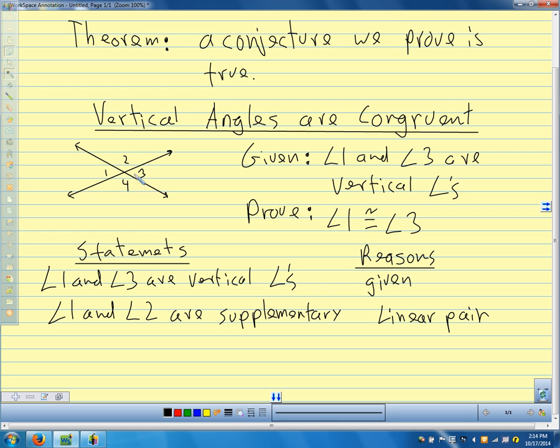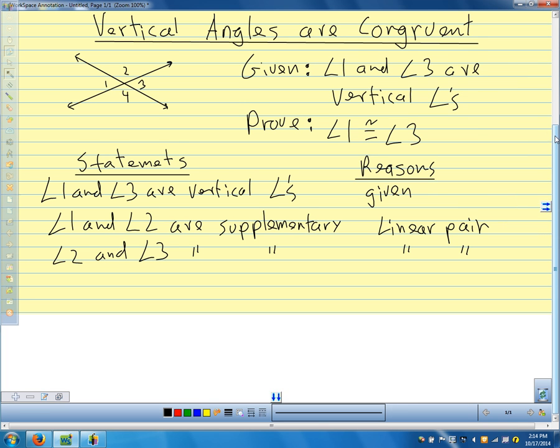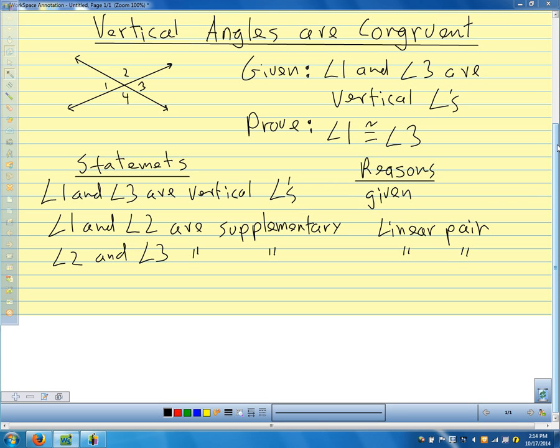And because the other angle we're looking at is angle 3, let's look at angle 2 and angle 3. What do we know about angle 2 and angle 3? They're also supplementary. So I'm going to say angle 2 and angle 3 are supplementary, and our reason is exactly the same. They are a linear pair. We figured this out on our opener also.